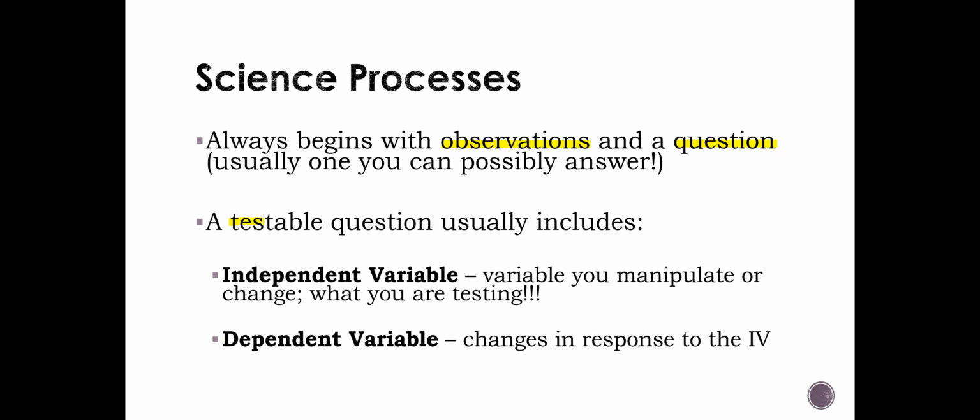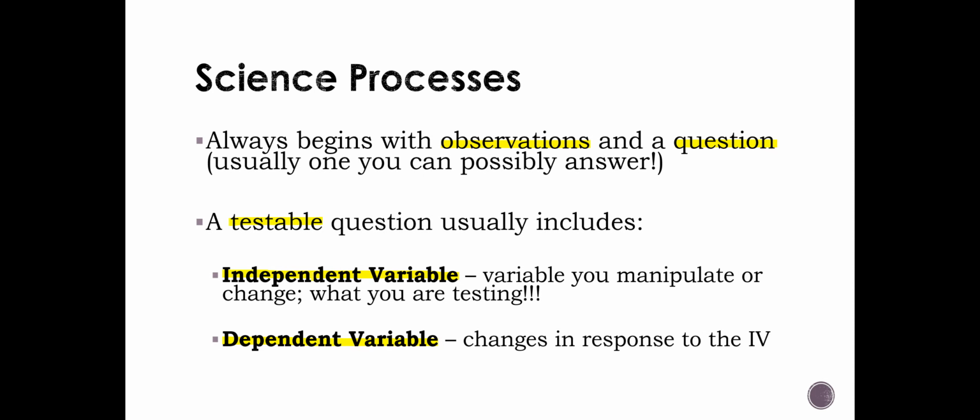Now, in order for it to be useful in science, it does have to be testable. And a good testable question is going to have two very important variables, the independent and the dependent. The independent is really what you are testing. What are you testing? Hair conditioners? Are you testing fertilizers? Am I testing music styles? So the independent variable is what you, the experimenter, is actually changing or manipulating. And then the dependent is just what happens as a result of that. Okay, the dependent depends on the independent.